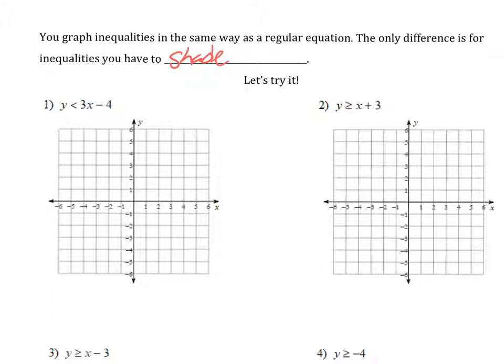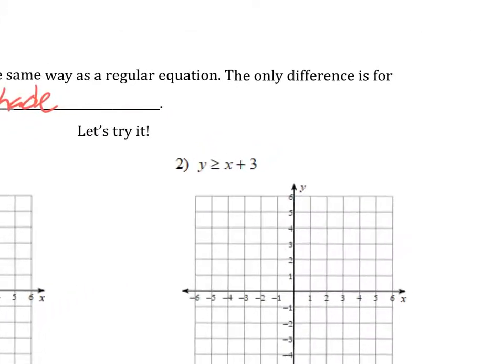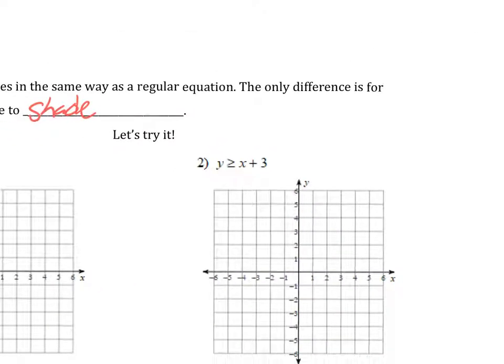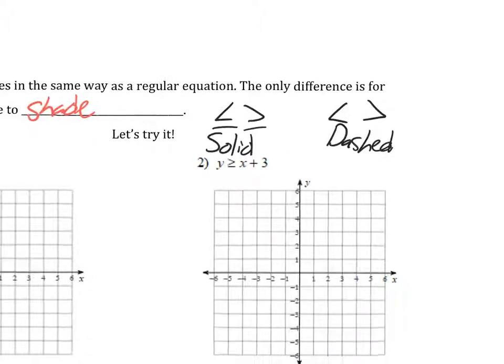Okay, so when I say shade, that means if I'm shading above or below the line. So some things that we need to know. If we have a less than or equal to or greater than or equal to, that means I'm going to have a solid line. If I have a less than or just a plain greater than, that is a dashed line. I'm going to show you what both of those look like.